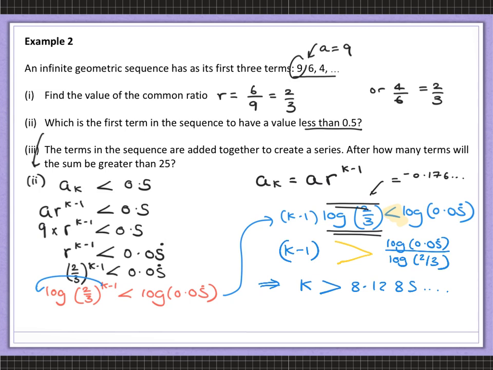Now remember that k refers to a number of terms. It must be an integer value, and k has got to be bigger than 8.12, so you've got to round k up, and k equals 9. So which is the first term in the sequence to have a value less than 0.5? It's A9, or the 9th term.